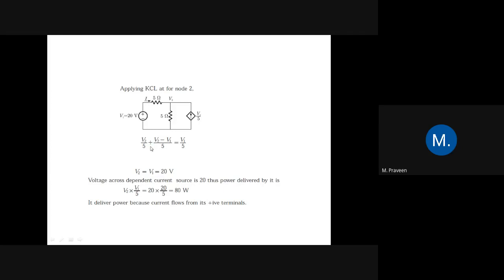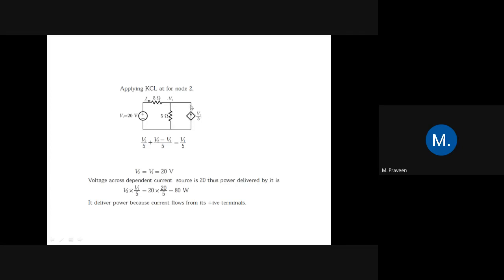So now we know the value of V2. Next, we have to find the power delivered by the dependent source. Here the voltage is V2 and the current is V1 by 5.